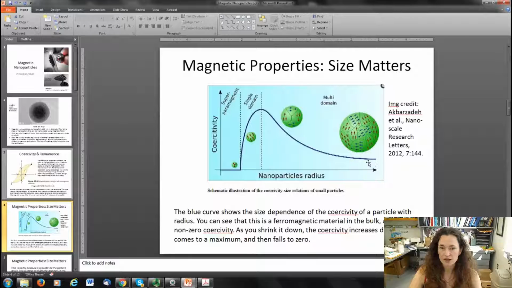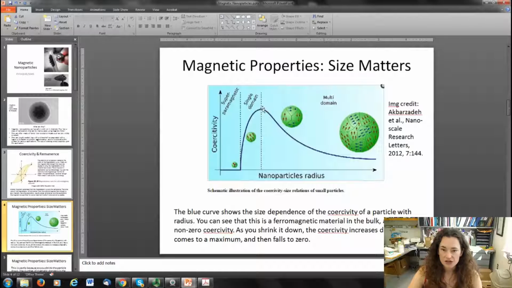That means that it's going to have a magnetic field even in the absence of an externally applied magnetic field. So it's a ferromagnetic material in the bulk. It has a non-zero coercivity. And then as you start to shrink the nanoparticle down, you can see that the coercivity goes up until it comes to a peak right here.